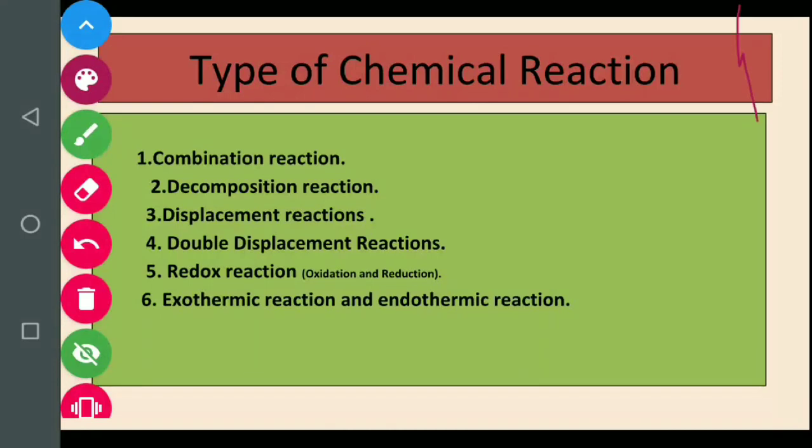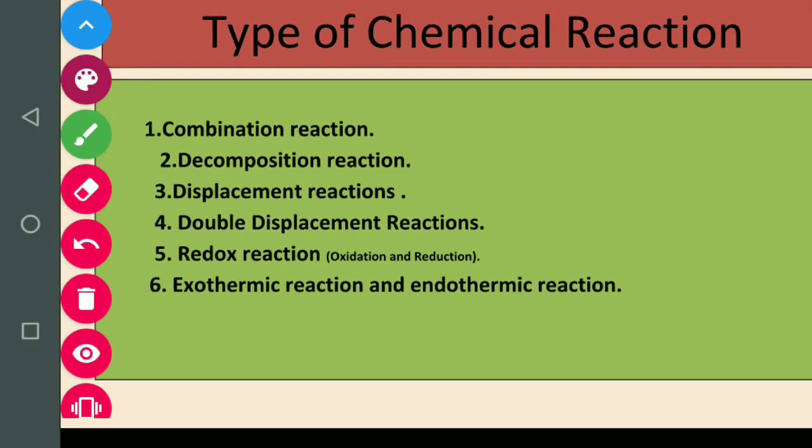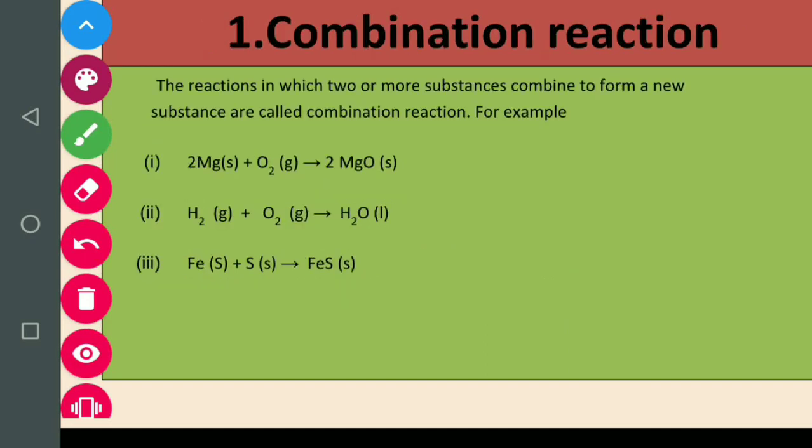Now next is the types of chemical reaction. There are mainly 6 types of chemical reaction. First, combination reaction, second decomposition reaction, third displacement reaction, fourth double displacement reaction, fifth redox reaction, and in redox reaction we will do oxidation and reduction reaction, and last we will do exothermic and endothermic reaction.